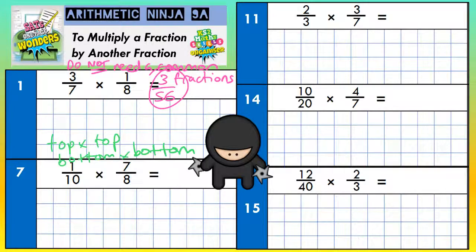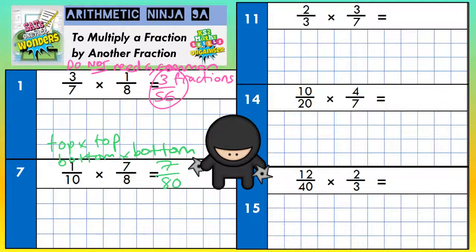Question number 7. 1/10 times 7/8. So top times top, bottom times bottom. 1 times 7 is 7. 10 times 8 is 80. So we've got 7/80. You can't simplify that either because 7 is a prime number.